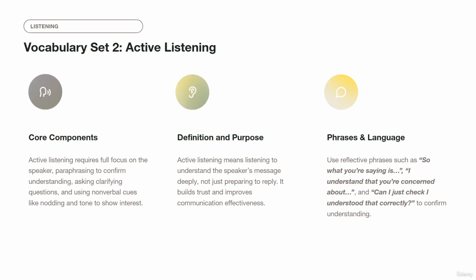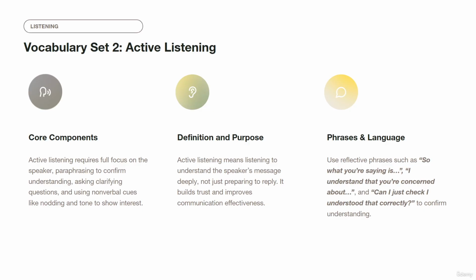Active listening, which we've touched on before. Active listening requires full focus on the speaker, not pretending to focus, but actually focusing on the speaker. Paraphrasing to confirm understanding, asking clarifying questions, and using non-verbal cues like nodding and tone to show interest. The point of it is to understand the speaker's message deeply, not just waiting for your turn to talk. Everyone likes to know they're being listened to and paid attention to and understood in any context. So for business leadership, it's a really important technique.